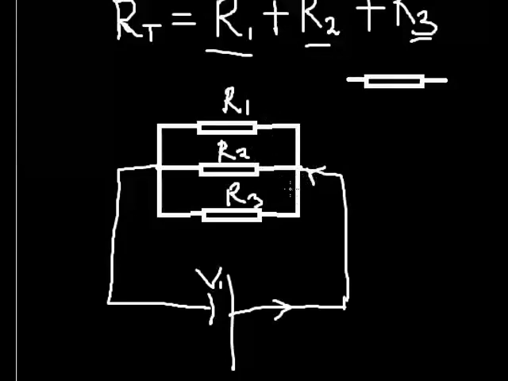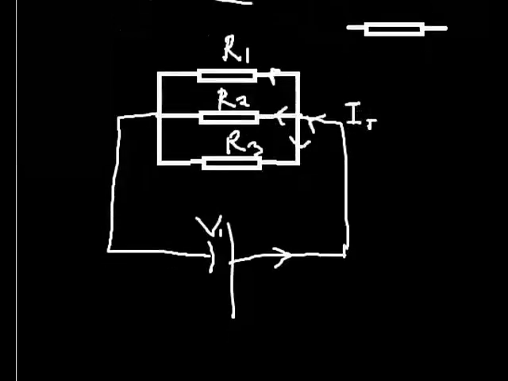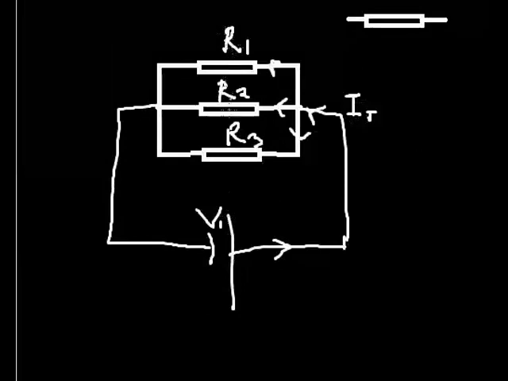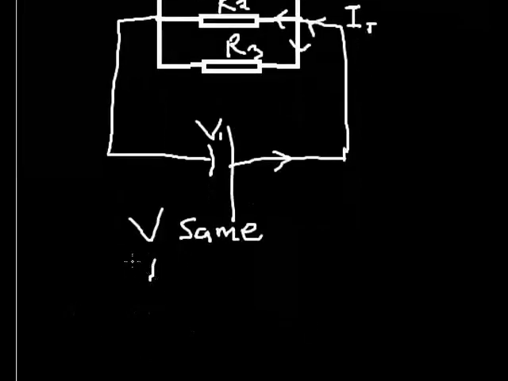Current divides. Some current enters into R2, some current enters into R3, and of course R1. So this current I will definitely divide. But the voltage across R1 and R2, since they are connected in parallel, is the same. So in a parallel connection, please take note, V is the same. But what actually varies is I.